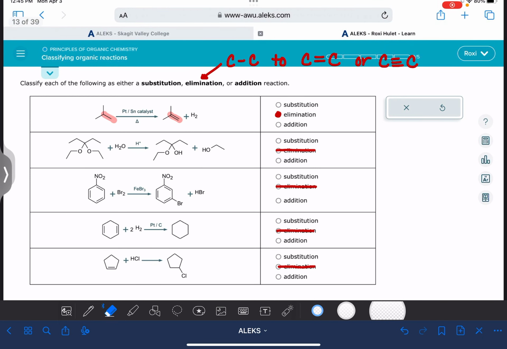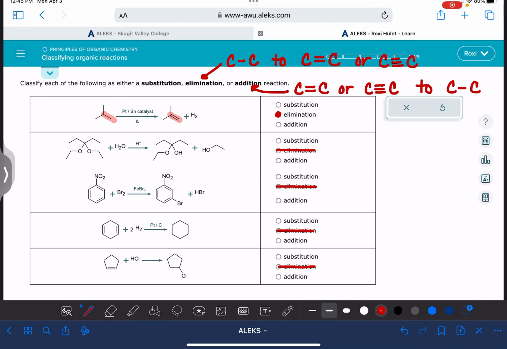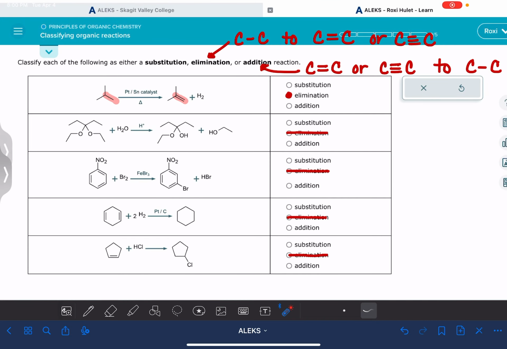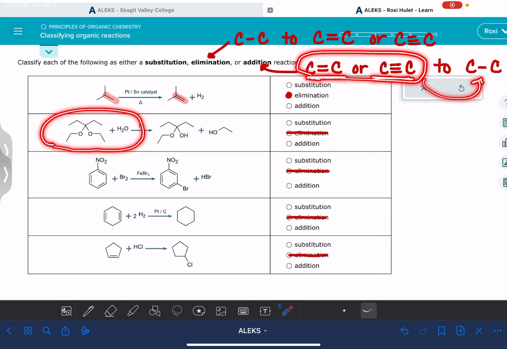Okay, so let's look at the next type of reaction that we have, an addition. Addition reactions are ones that do the opposite of elimination. So they will take a carbon-carbon double bond or a carbon-carbon triple bond and turn that into a single bond. So how are we going to find addition reactions? In that case, we're basically taking the opposite approach. So we're going to look at the reactants and we'll look for double or triple bonds. This reaction starts with double or triple bonds and turns them into singles.